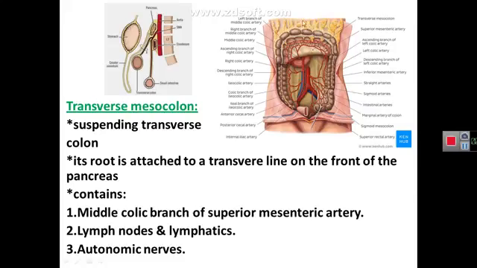The greater omentum is reflected upward, and when you reflect it, you will find that the transverse colon is attached to it posteriorly, and here this is the region of the transverse mesocolon. And therefore the attachment of the root of the transverse mesocolon is to the pancreas, the same as the attachment of the greater omentum posteriorly. The content of the transverse mesocolon is the middle colic branch of the superior mesenteric artery together with fat, autonomic nerves, and lymphatics.